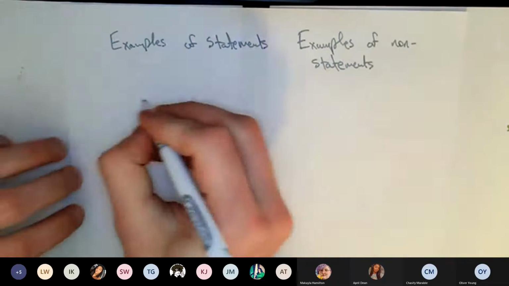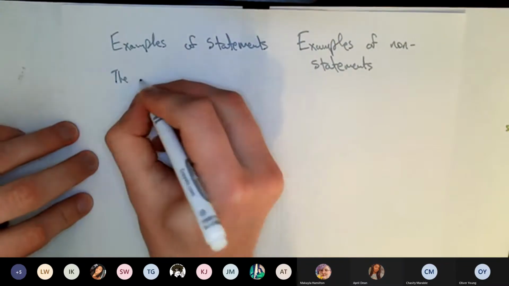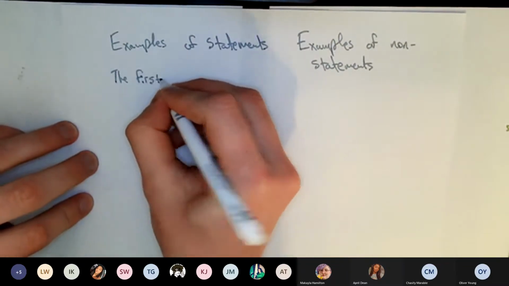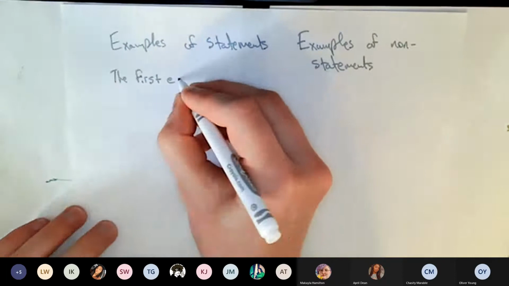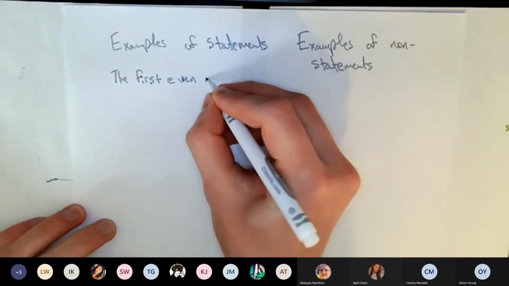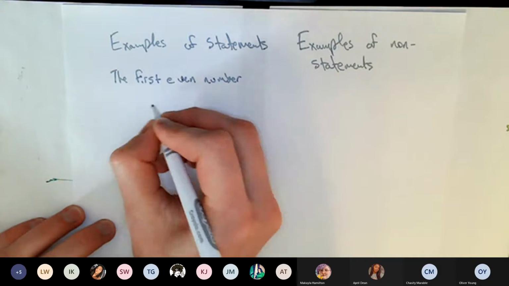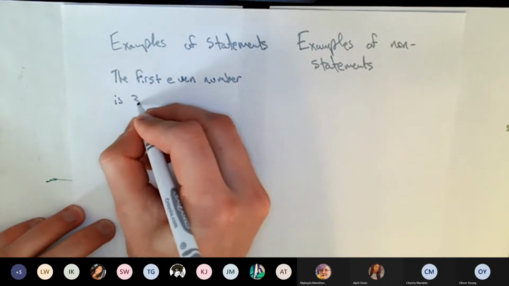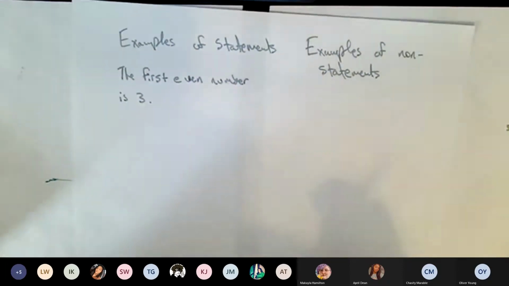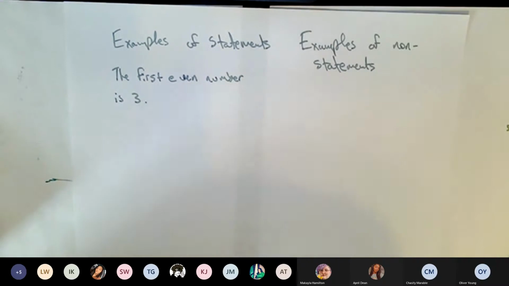Okay, so an example of a statement here is: the first even number is, let's say, 3. That's an example of a statement. Now, it's definitely false, right? But that's okay. A statement is just a phrase that can be assigned a value of true or false.